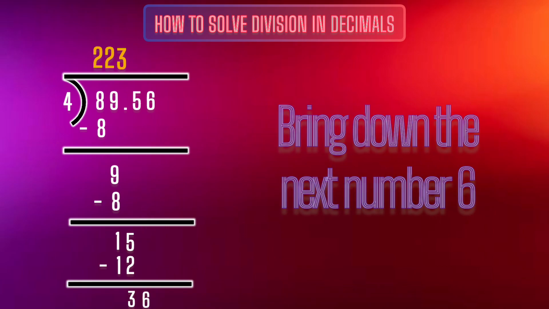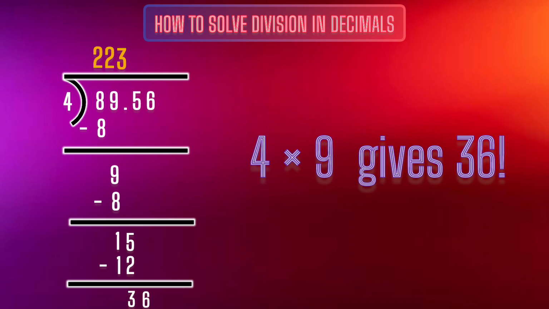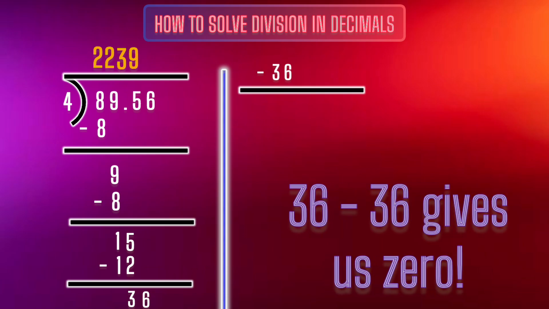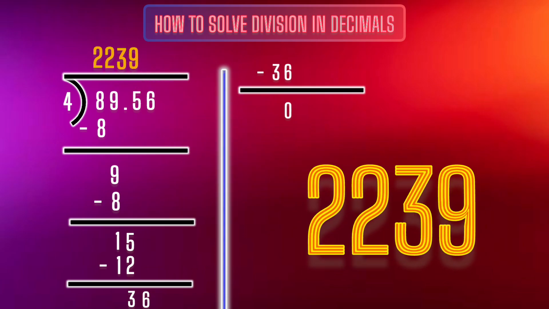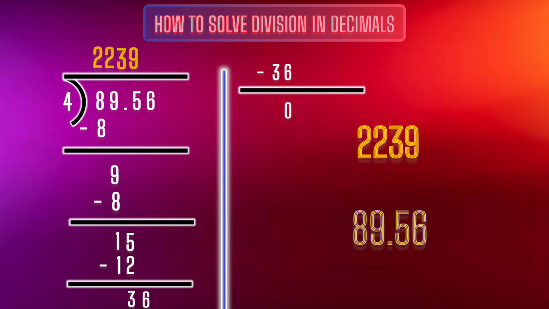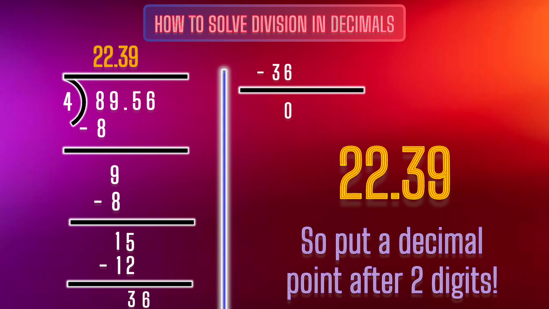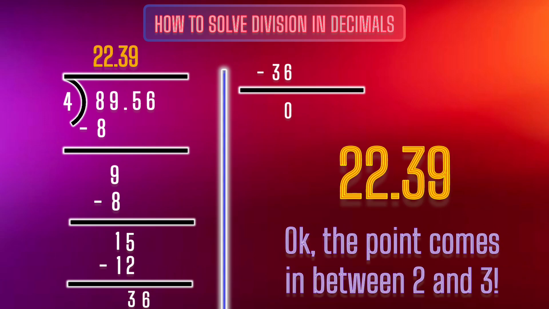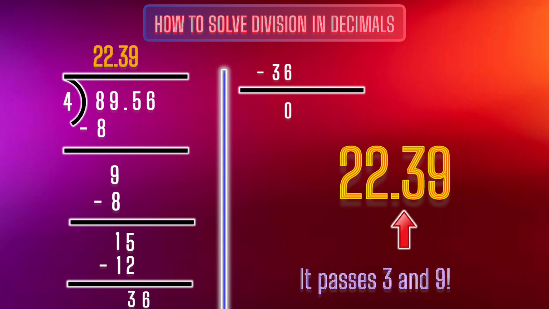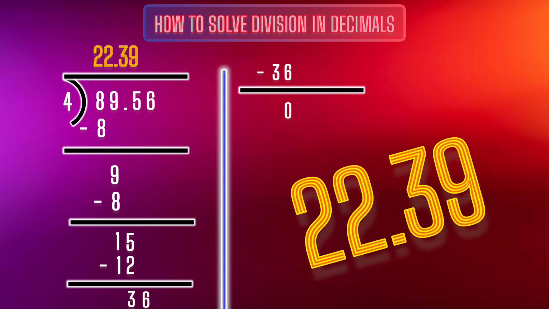Bring down the next number 6 and it becomes 36. Now 36 is divisible by 4. 4 into 9 is 36. Keep 9 in the quotient and 36 minus 36 gives us 0. The answer is 2239. Now in the question 89.56, the point passes 2 digits, which is 5 and 6. So put a decimal point after 2 digits. Okay, the point comes in between 2 and 3. Yes! It passes 3 and 9, 2 digits. Hence the answer we get is 22.39.